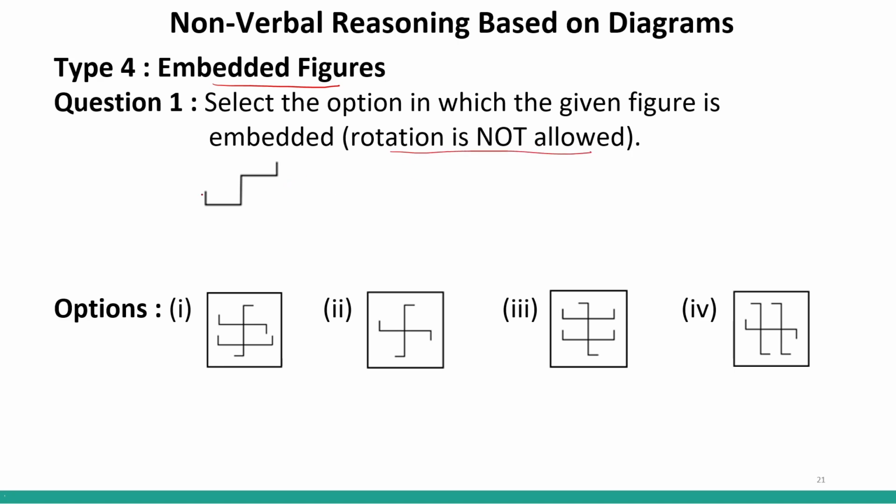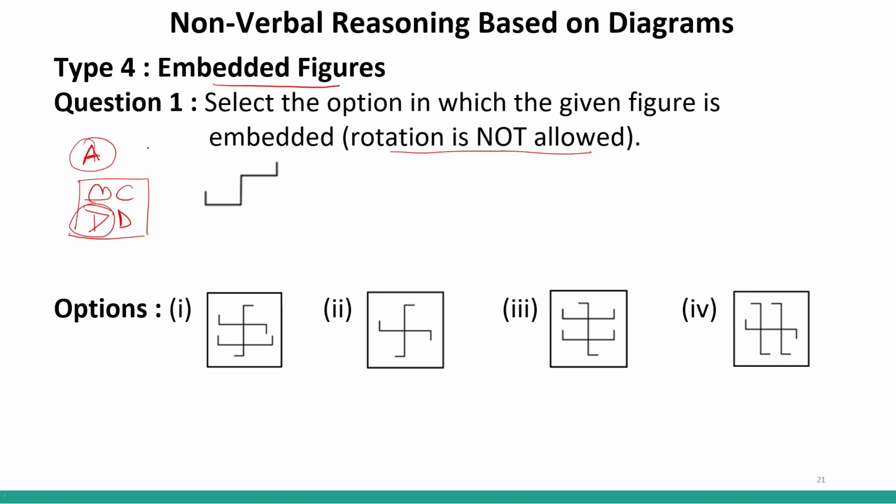Rotation means basically the figure that is over here. If for example we have A and we have certain thing like this. We have A, B, C, D. This is the figure. If I have to find where A is embedded, I can say that A is embedded over here.